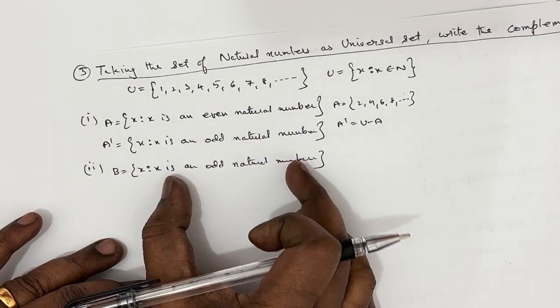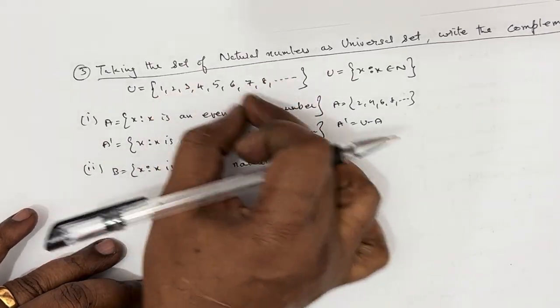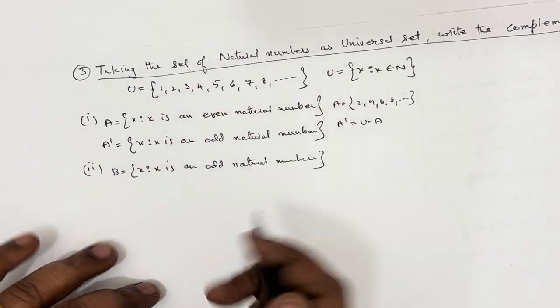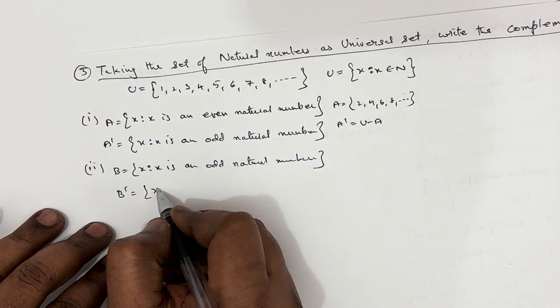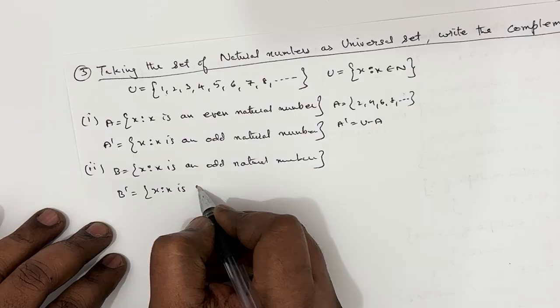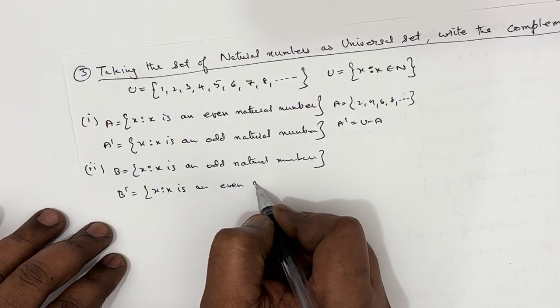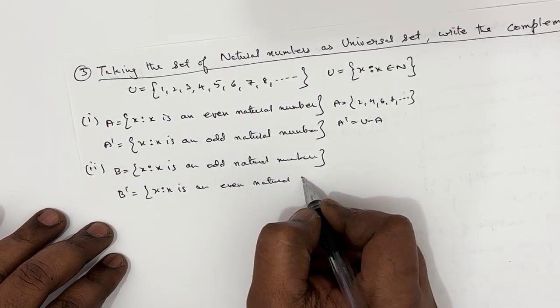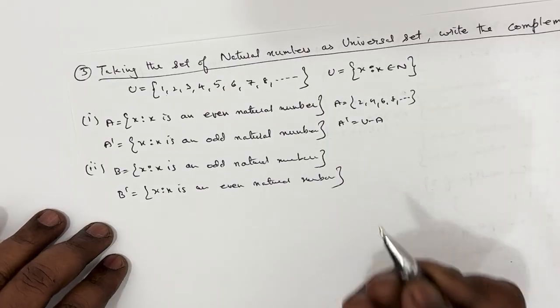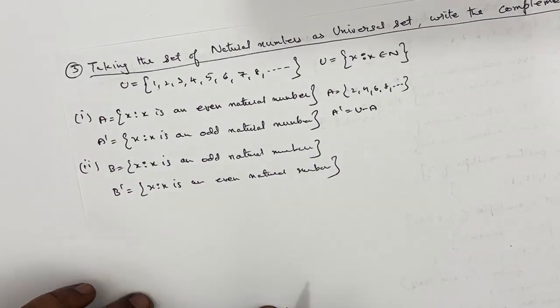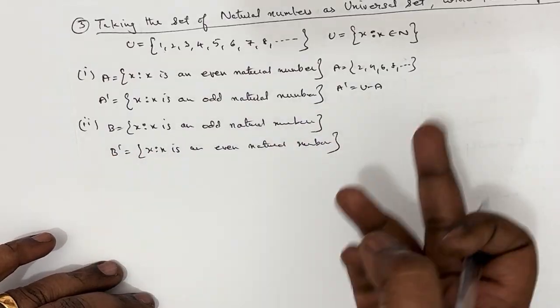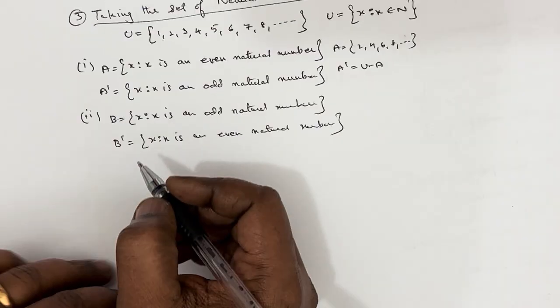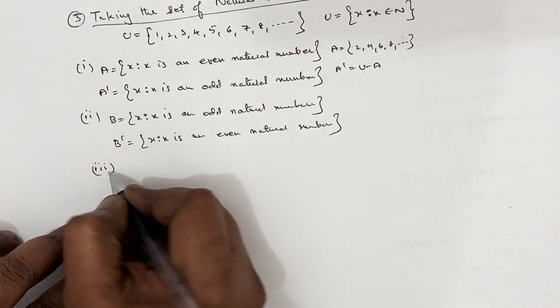So if we remove odd natural numbers from the universal set, we have all the even numbers left. So we can say that B complement will be even numbers. So x such that x is an even natural number. Just opposite. B is odd numbers, B complement is even numbers.